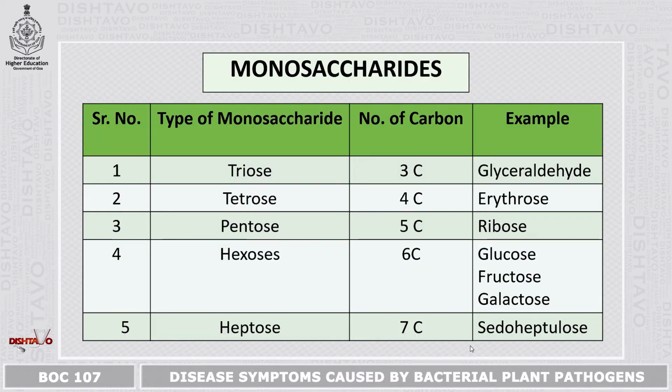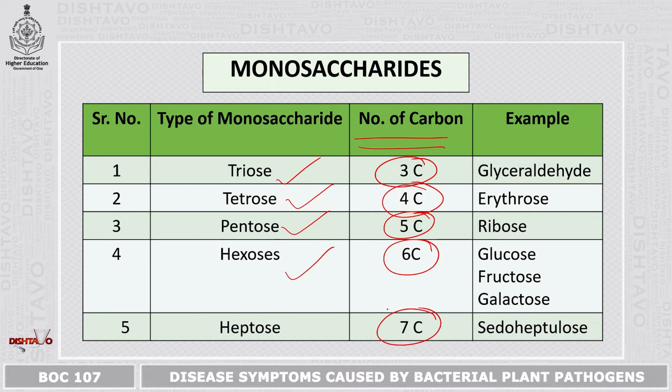Coming to the types of monosaccharides. Let us see which are the different types. Depending upon the number of carbons present, monosaccharides are of different types. If 3 carbons are present, it is triose. If 4 carbons are present, it is tetrose. If 5 carbons are present, it is pentose. 6 carbons, hexose. 7 carbons, heptose.